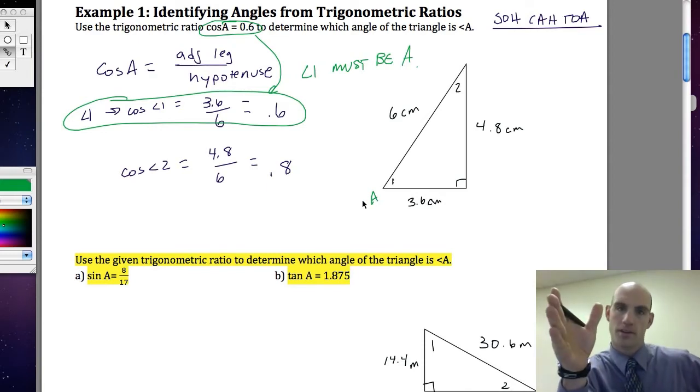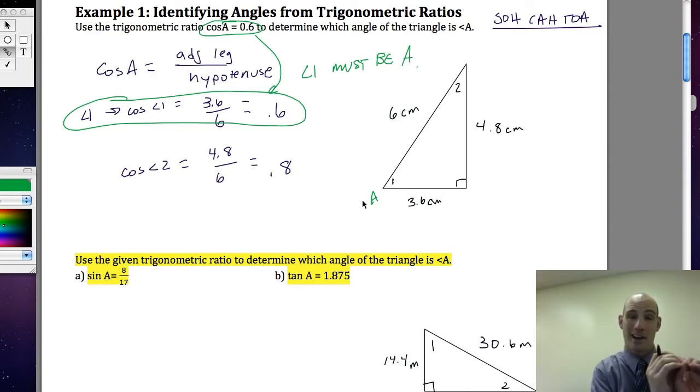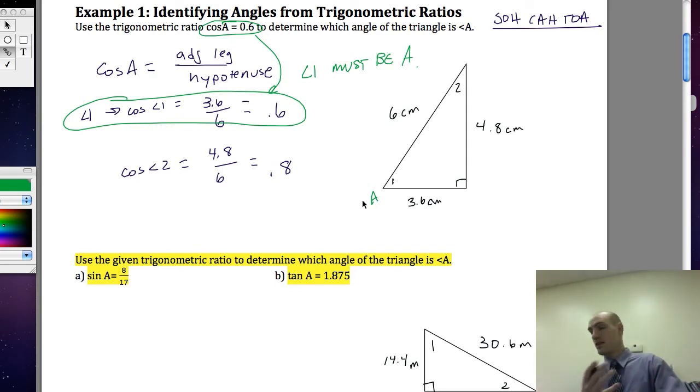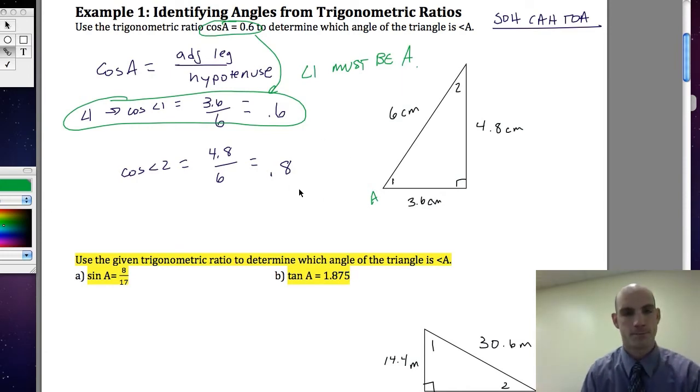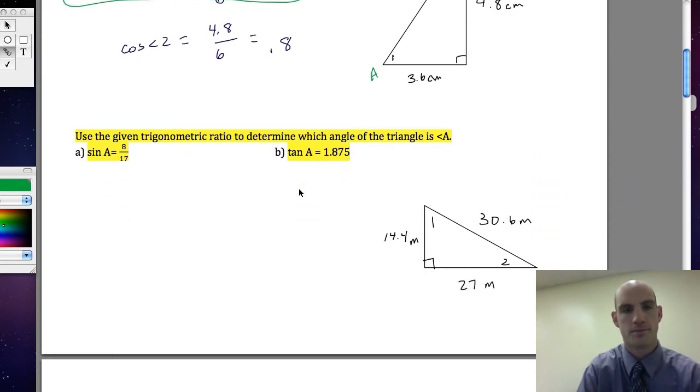Do you see how that worked? If I'm given an angle, I can find the cosine, and that's okay. Because if I can find the cosine, we're going to see in just a minute how we can use that to find a side length. Okay? Now, here's one for you to do.